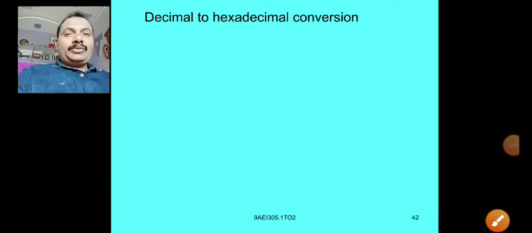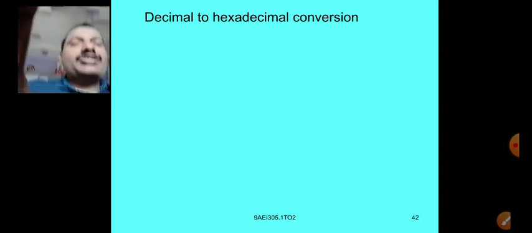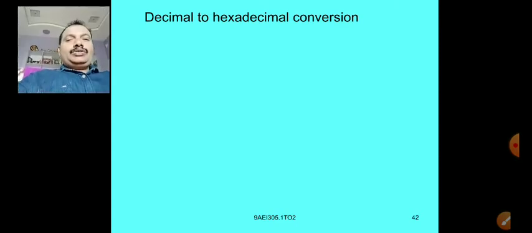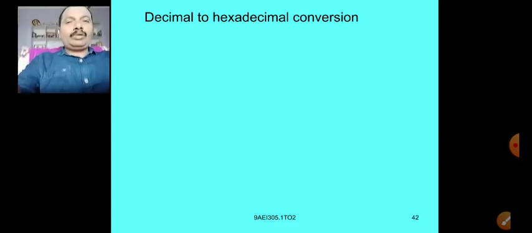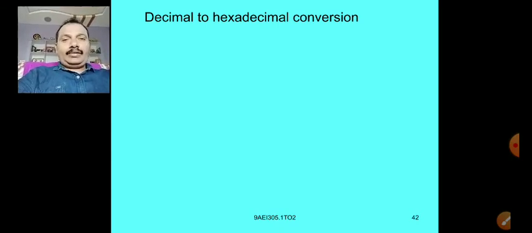Dear students, we have discussed different conversion techniques, converting binary to hexadecimal and hexadecimal to binary, and binary to octal and octal to binary conversions. Okay, we have seen all these yesterday, and now let us discuss decimal to hexadecimal conversion today.